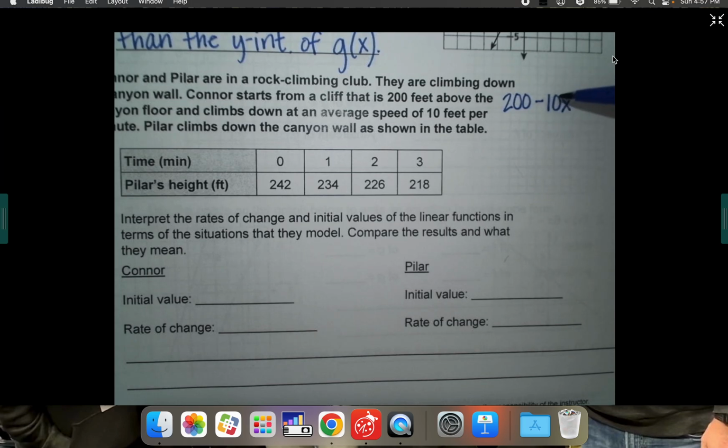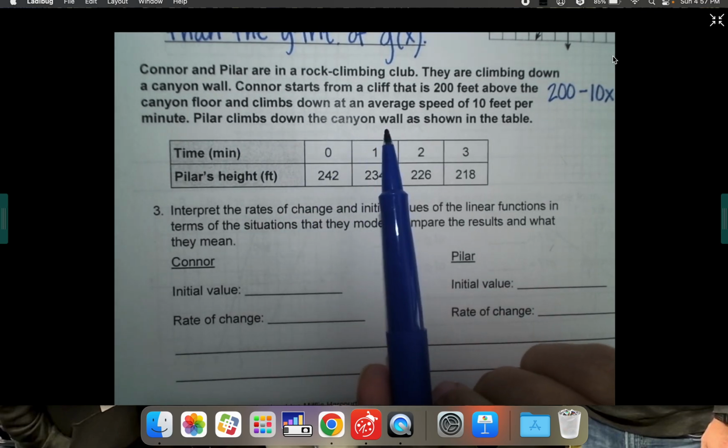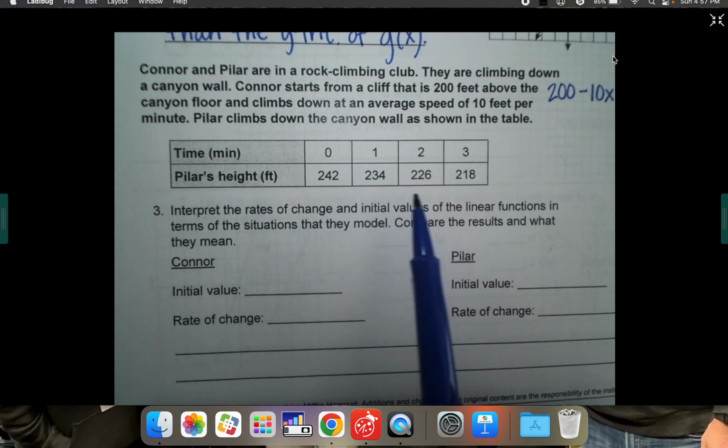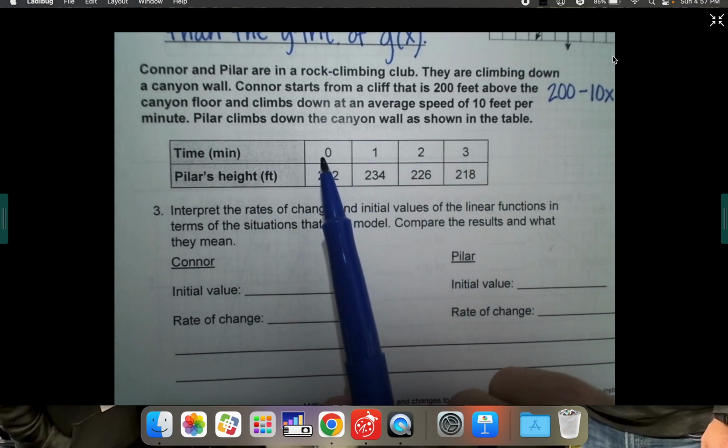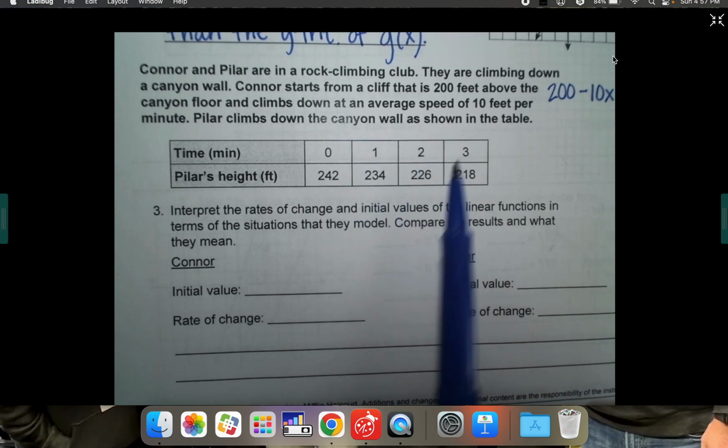So that's why I'm subtracting 10. I'm going lower from the starting amount of 200. Pillar, his climb down the canyon wall is in this table. So at 0 minutes, he was way up the wall at 242 feet. And after only 1 minute, he's down this far. After 2 minutes, he's down this far, and so on.